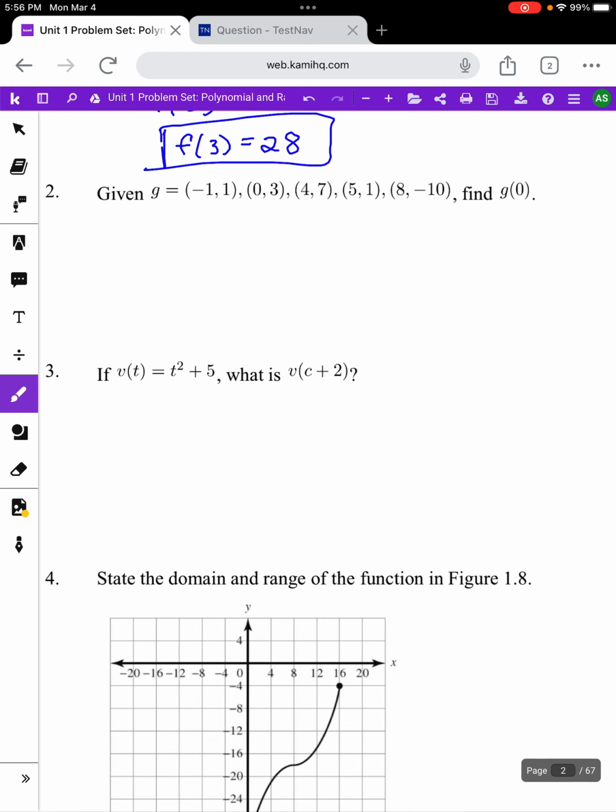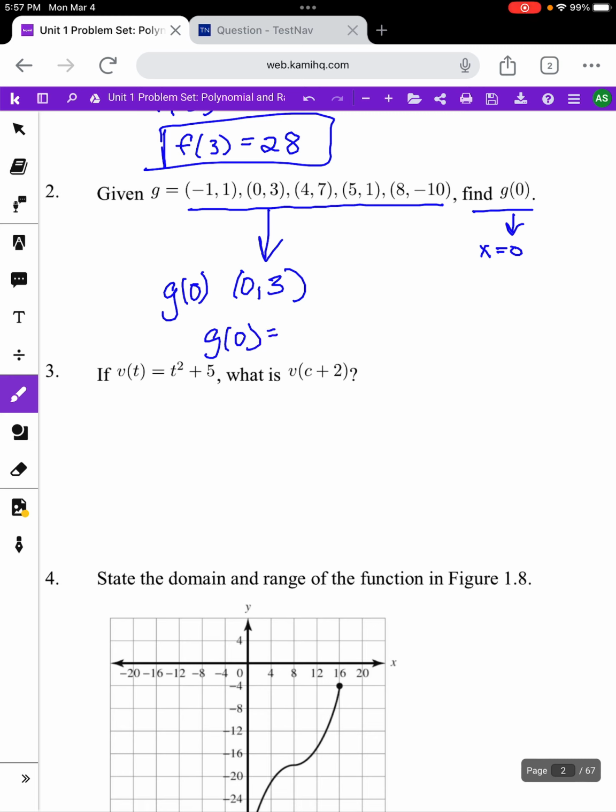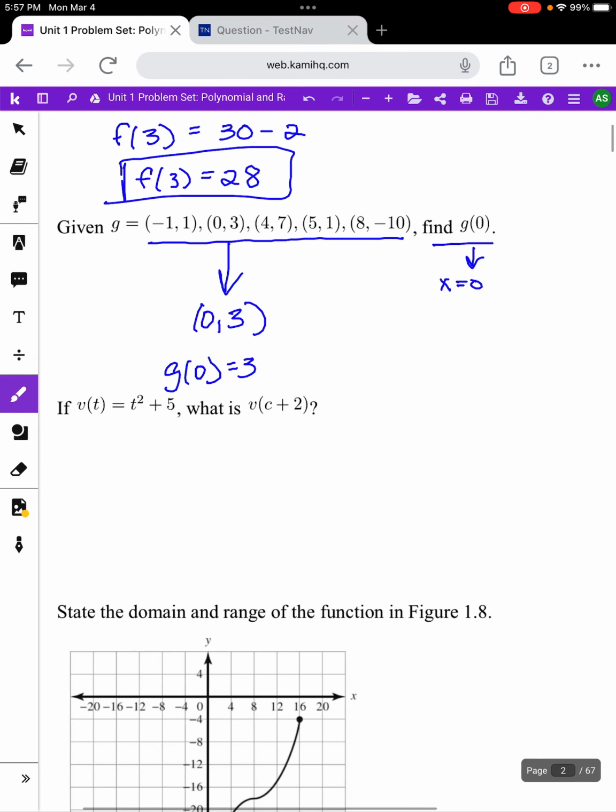Given this function, which is just listed as a set of points instead, find g of 0. So they're basically saying if x equals 0, what is the y value? And so we look at this point, 0, 3. If we're looking at g of 0, that is going to be equal to 3. So g of 0 is equal to 3, just by looking at the point.